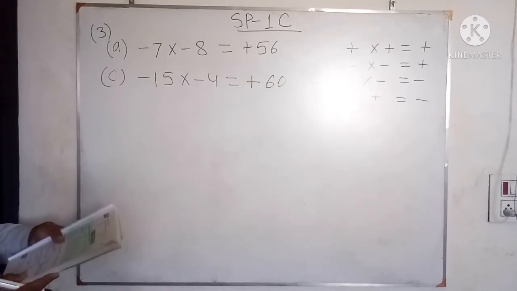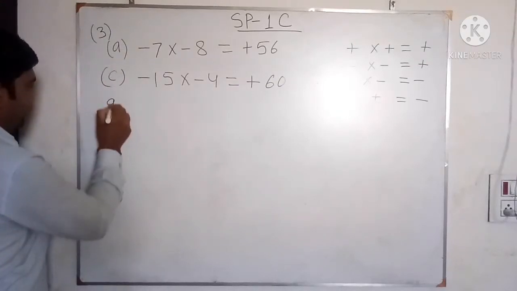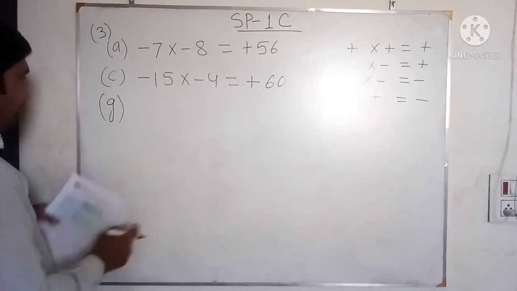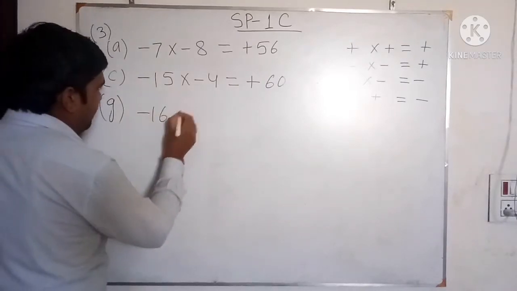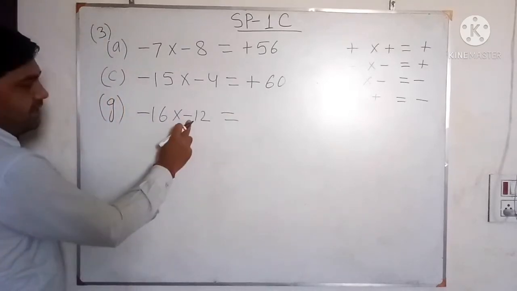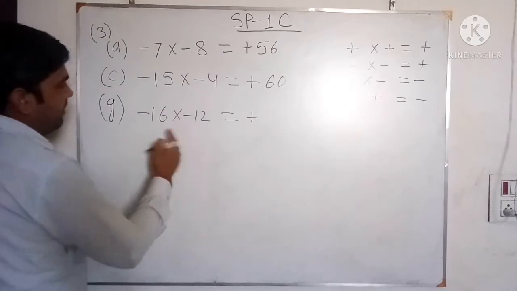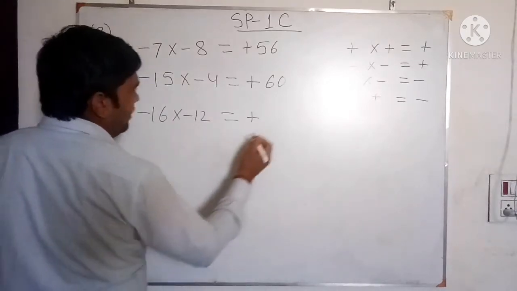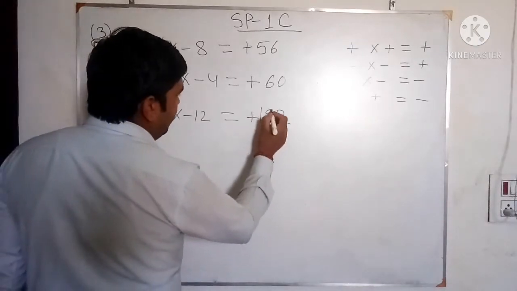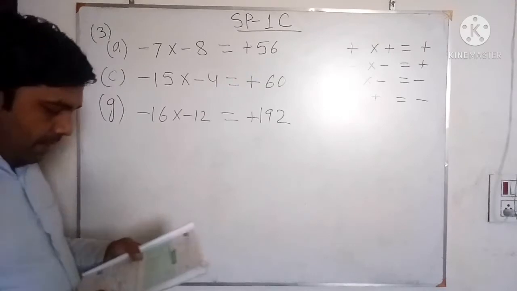Question number 3g. Minus 16 multiply minus 12. Again you see minus minus plus, and 12 into 16. 12 sixes are 72. 2 carry 7. 12 ones are 12 plus 7 is 19. 192, plus 192. Okay.